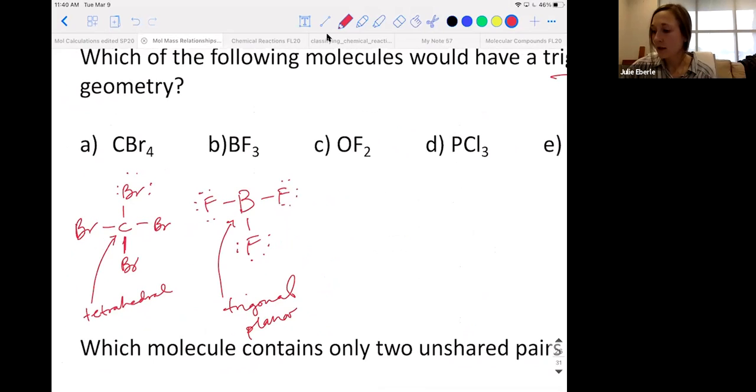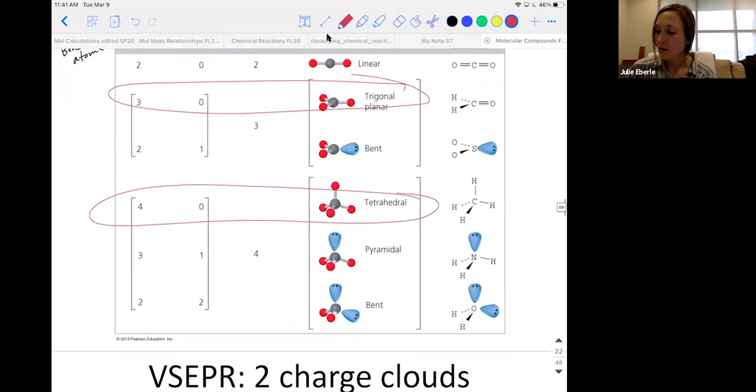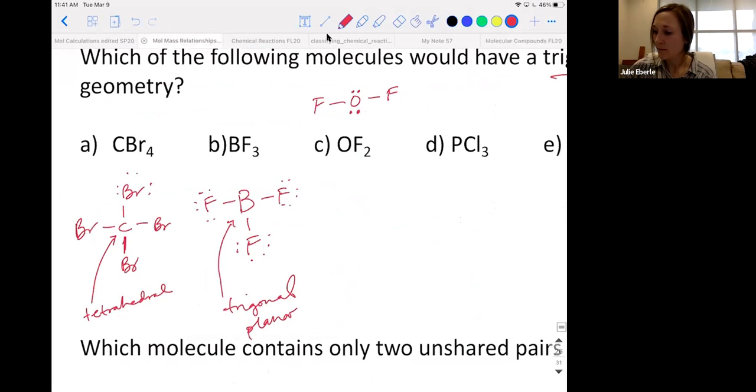OF2, what does that look like? You've got an oxygen, fluorine on one side, fluorine on the other. This oxygen has 2 lone pairs. Remember, oxygen: 2 bonds, 2 lone pairs. Those are the rules for oxygen. What would that be? If we go back to the table, it's 4 charge clouds. Sterling says bent. Keegan, bent. Tyler, okay. Yep, that one's bent.